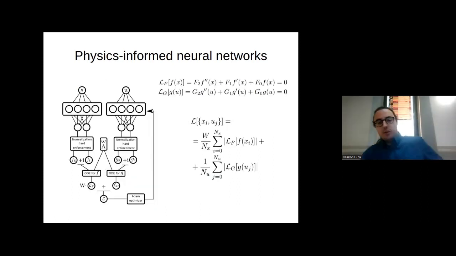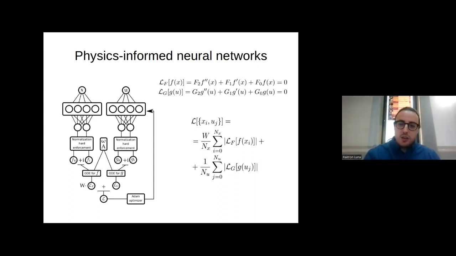So what we did is devise two networks, one for f and one for g. These networks take as input the variables x and u. Each of them gives a function, and we can plug these functions into the differential equations and get a result. We evaluate this result for a collection of points in x and u, and then we take our loss function, the measure of how well or how badly we are doing. We take this function to be an average of the modulus of the value of these linear operators LF and LG on our set of points.